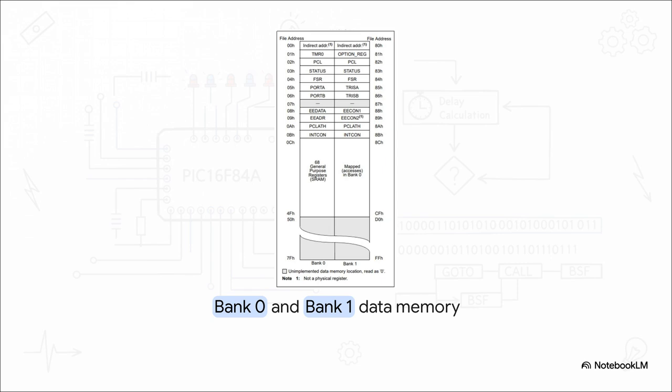To access different registers, we have to toggle a specific bit inside the main status register. This bit literally flips the chip's internal focus between Bank 0 and Bank 1. It's kind of like flipping pages back and forth in a ledger book.